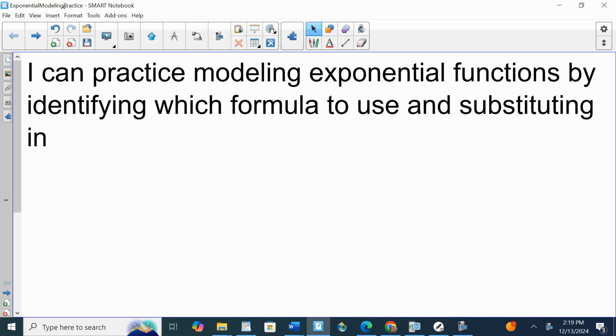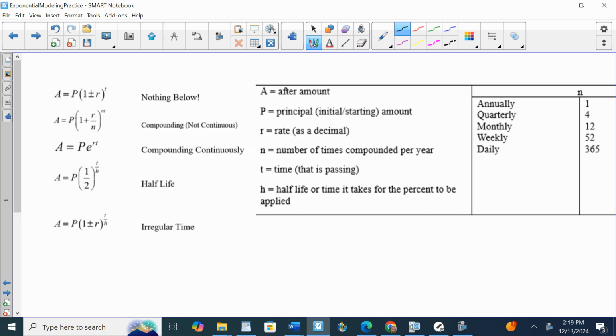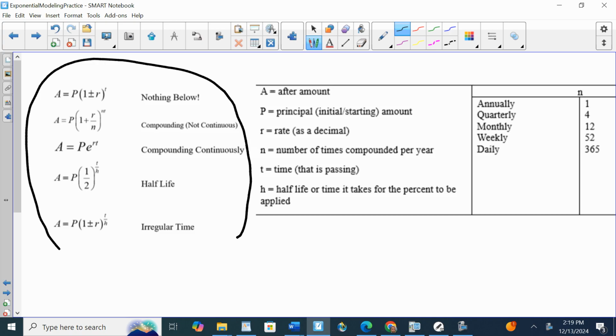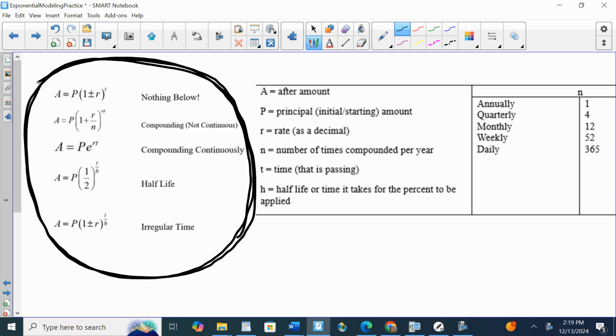Also, we want to be able to write the equation first. You need to have this memorized at a certain point. For today, for now, we can refer to it, but at a certain point, we have to have it memorized. We have our song to help us memorize it.